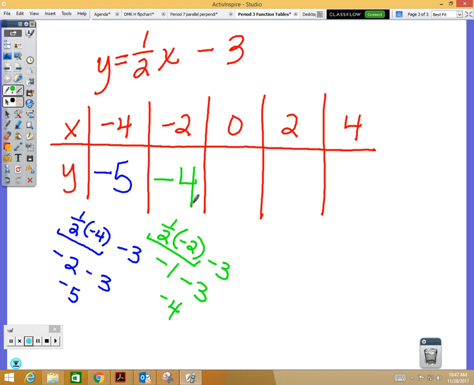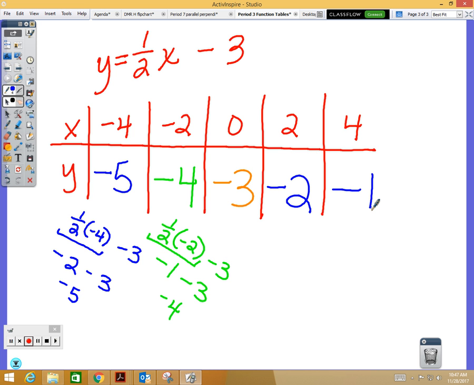Very good. The next one's easy, isn't it? Because you have 1/2 times 0, so that's gone. 0 minus 3, negative 3. We can see a pattern now, right? You're adding 1. I know it looks like you're taking 1 away, but you're not. You're adding 1 each time. So the next one should be negative 2, and it should be negative 1.